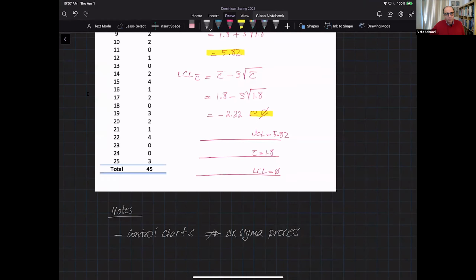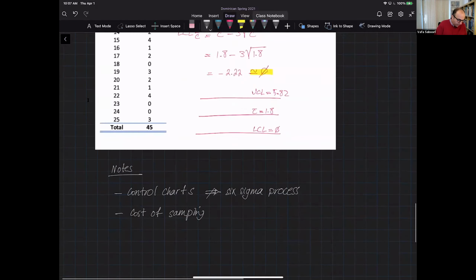And another thing, sample size. Although big sample sizes are good, practically speaking we always look for small sample sizes because we want to keep the cost of sampling low. So the cost of sampling is something that we need to be aware of. That's why we use small sample sizes.